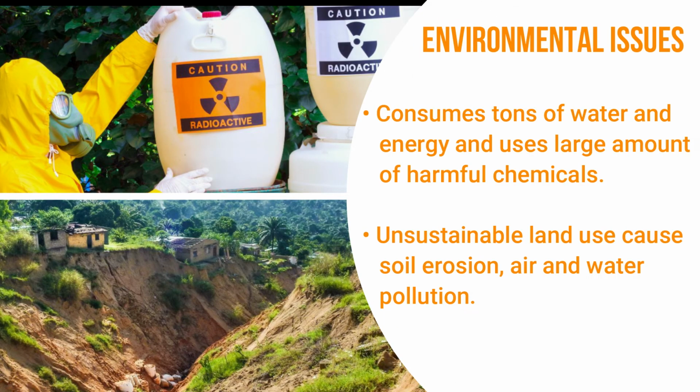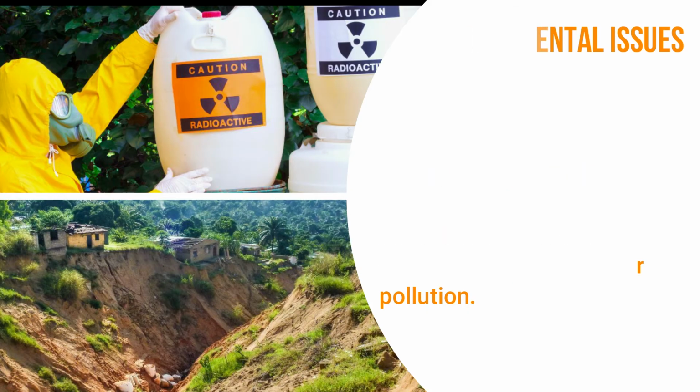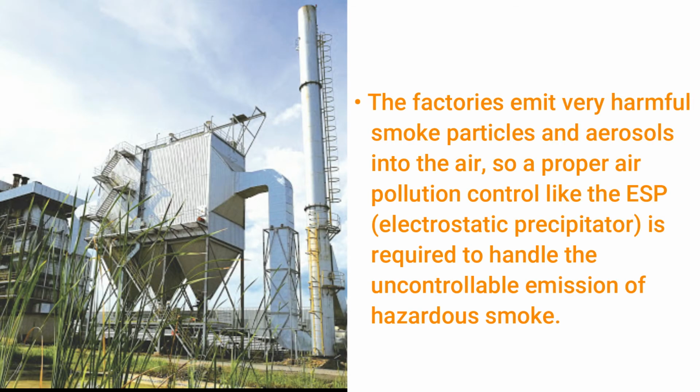Environment issues. The natural rubber processing sector consumes tons of water and energy and uses large amounts of harmful chemicals like any other production factories. On a national level, unsustainable land use causes soil erosion, air and water pollution. A large amount of money is needed to replace large amounts of trees. The factories emit very harmful smoke particles and aerosols into the air, so proper air pollution control like the ESP, electrostatic precipitator, is required to handle the uncontrollable emission of hazardous smoke.